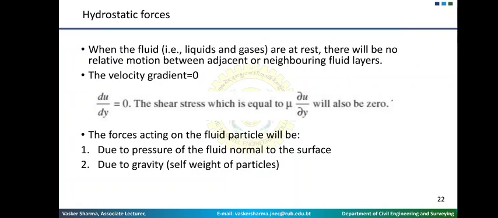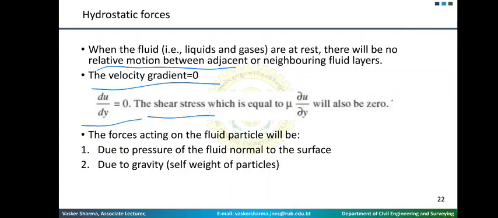You have seen that in hydrostatic forces the fluid is at rest, so there is no motion. The liquid is not moving relative to each other, so there is no relative motion, and that's why the velocity gradient is 0. There is no movement, so there is no velocity gradient. That's why du by dy, the velocity gradient that we have seen in unit 1, is equal to 0.